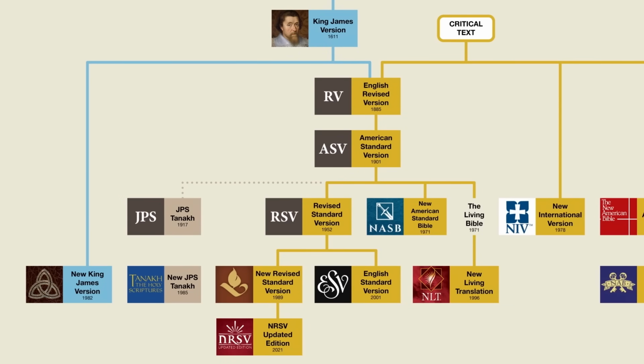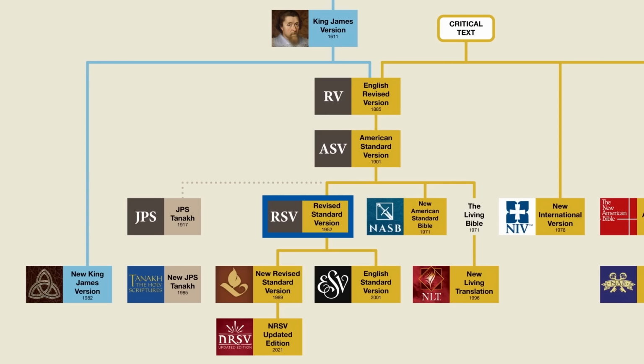Okay, now after the American Standard Version, the tree splits in a few different directions. We get the RSV, the NASB, and the Living Bible, all of which were based directly on the American Standard Version. Let's start with the RSV, or Revised Standard Version, which dates to the 1950s. This translation stands out as being important because it was the first truly ecumenical translation. Ecumenical means that it was produced by scholars representing several different Christian denominations. In this case, there were Protestants, Catholics, Greek Orthodox Christians, and even a Jewish rabbi. It was also the first English Bible to get rid of most of the thees and thous.